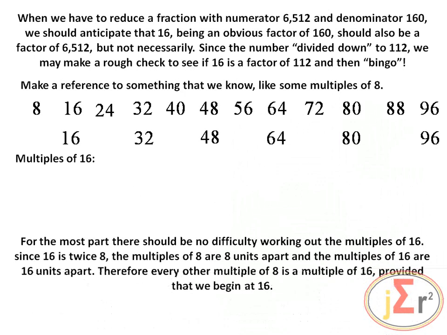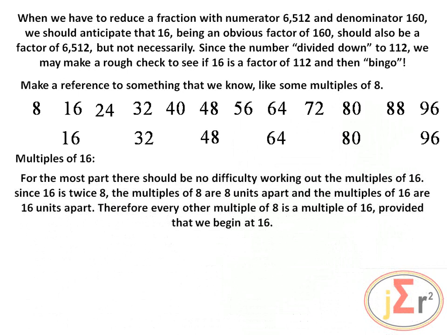Not surprising. For the most part, there should be no difficulty working out the multiples of 16 if we know the multiples of 8. Since 16 is twice 8, the multiples of 8 are 8 units apart, and the multiples of 16 are 16 units apart. Therefore, every other multiple of 8 is a multiple of 16, provided that we begin at 16. So if we start here, every other one is a multiple of 16. And no doubt, 96 is one of them.